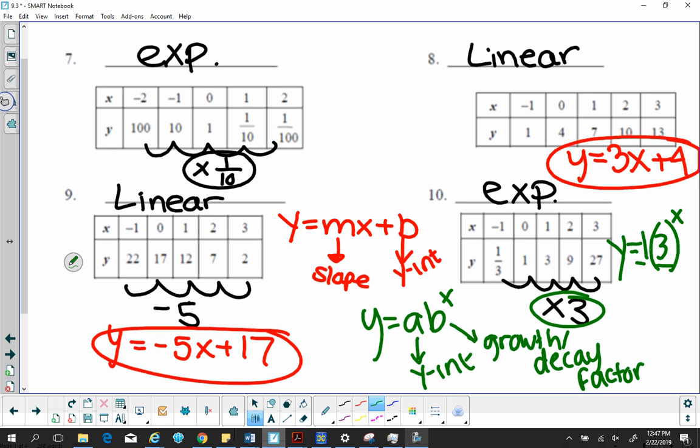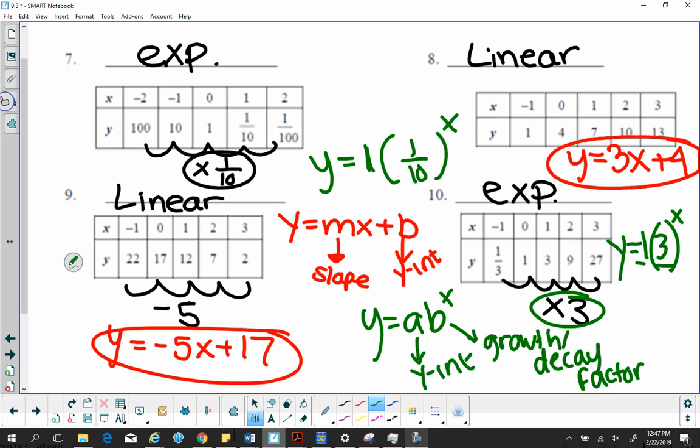Who can do the next one for me? Michael. Number 7. y equals 1 times 1.10 to the x. Beautiful. Perfect. Does that make sense? That's not really anything new. It's mostly just review.